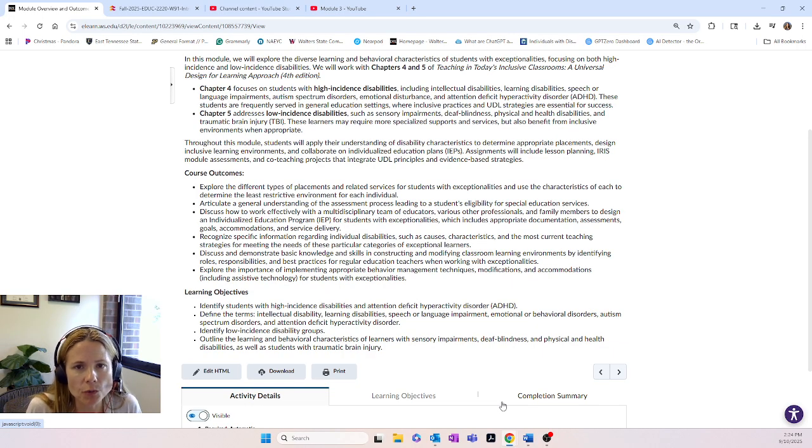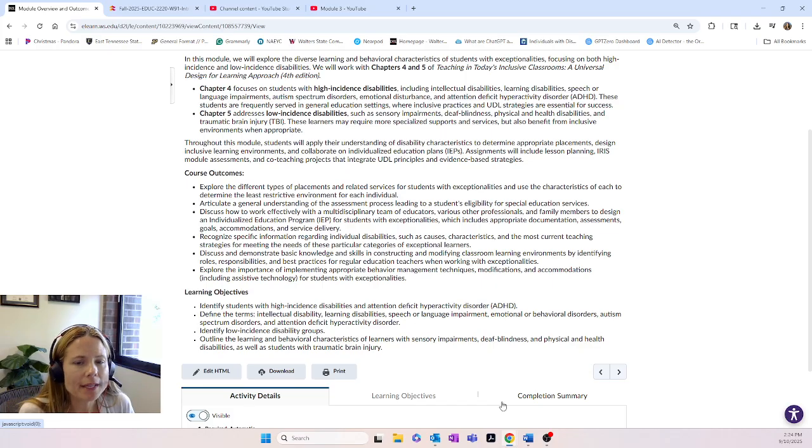Throughout these two chapters in this module, you're really going to begin to understand the different disabilities within those two categories of high incidence and low. And this is really going to help you determine not only what the appropriate placement is, going back to least restrictive environment, but also thinking about how can I design a learning environment that is inclusive and following those universal design for learning principles, right? And tying in those evidence-based strategies.